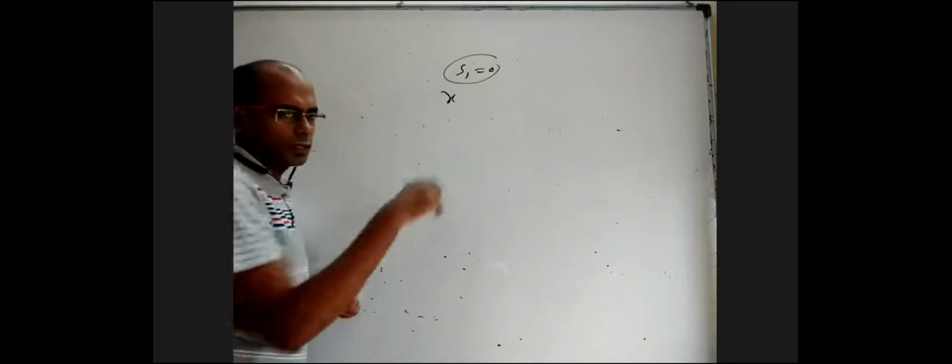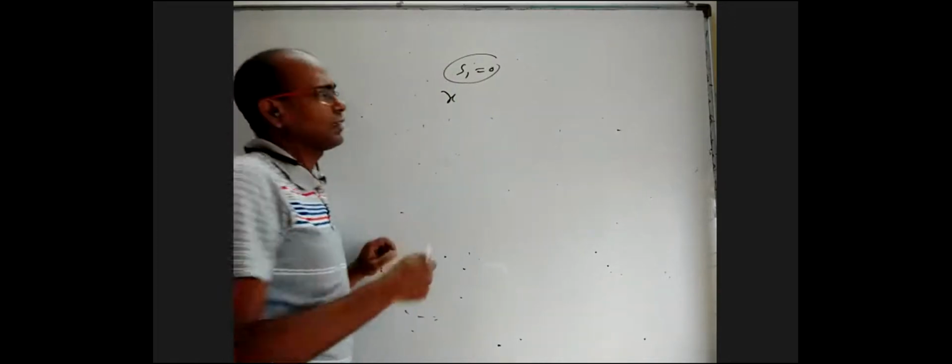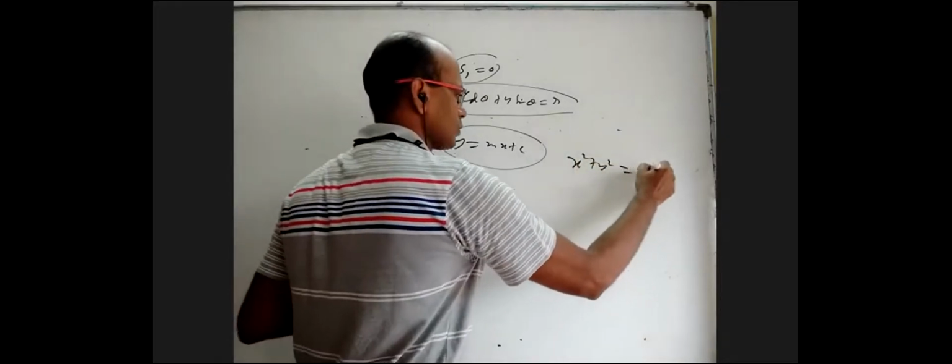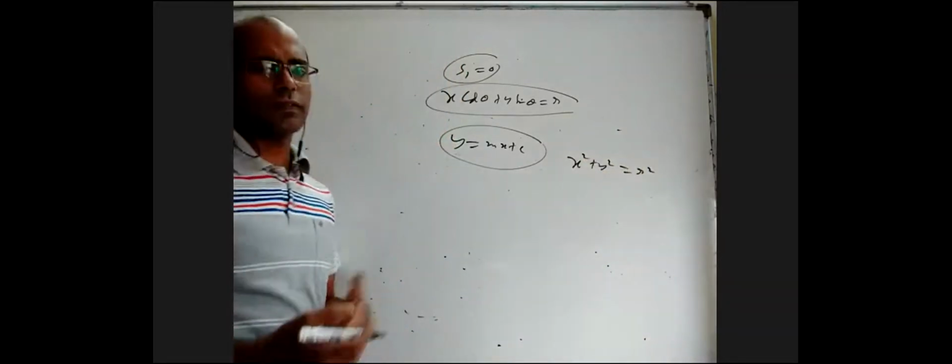Regarding general tangent to a circle, one tangent formula is S1 equal to 0. That is, if you know a point on the circle, we can do that. If you know theta of that point, you can use even x cos theta plus y sin theta equal to r. Whatever theta you take, it is always tangent. Another way is if you take any line as y equal to mx plus c, if you want it to be tangent to x square plus y square equal to r square, it's actually very simple.